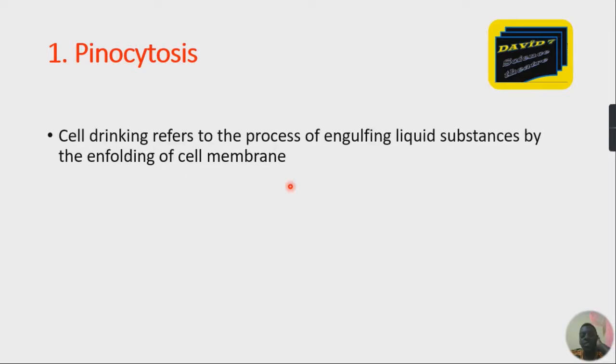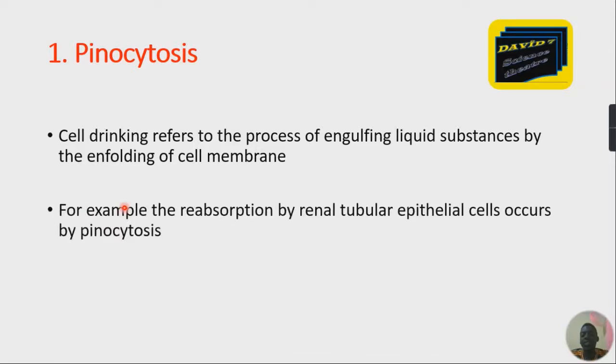Okay, so pinocytosis. In pinocytosis, there is engulfing of liquid substances by enfolding of the membrane of the cell. We can call it cell drinking, okay? Because liquid substances. For example, in the renal tubular epithelial cells, there is reabsorption of liquid substances by pinocytosis, okay?